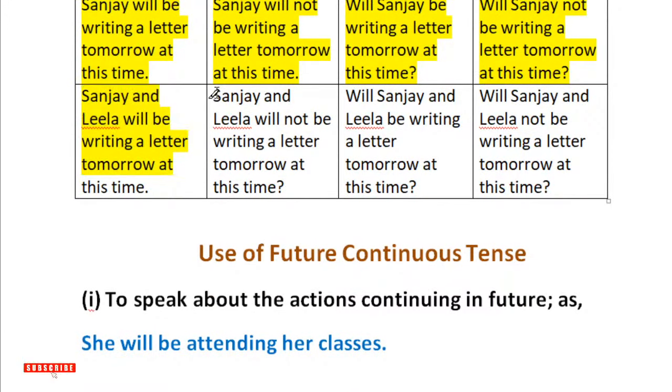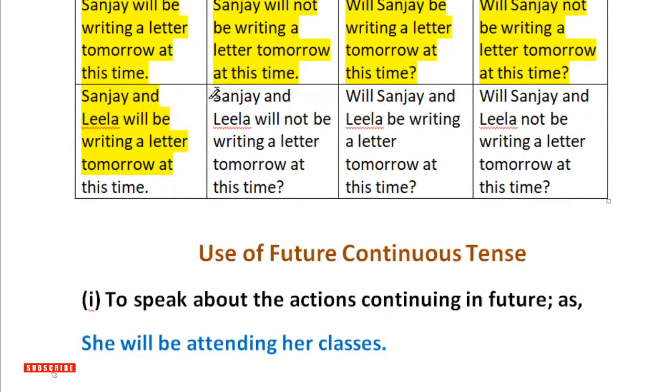So these sentences are in future continuous tense where the action starts in future and continues at a particular point of time. The action starts at a particular point of time and then it continues there and then stops.